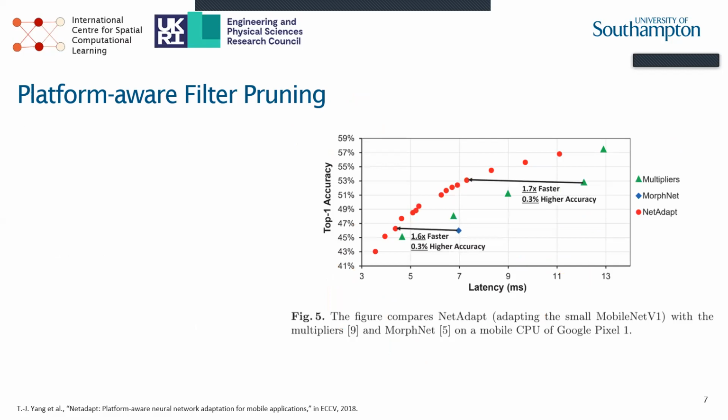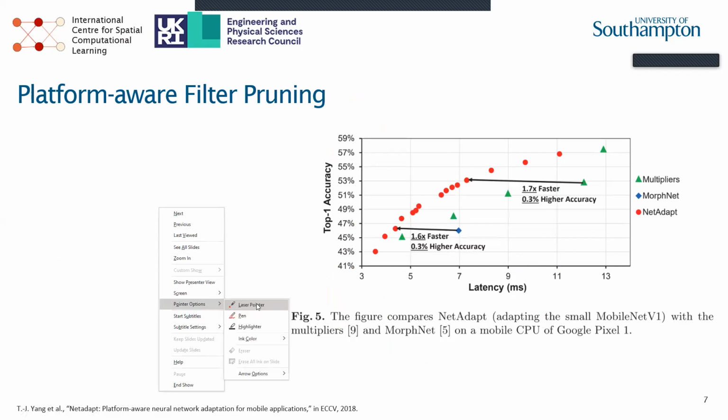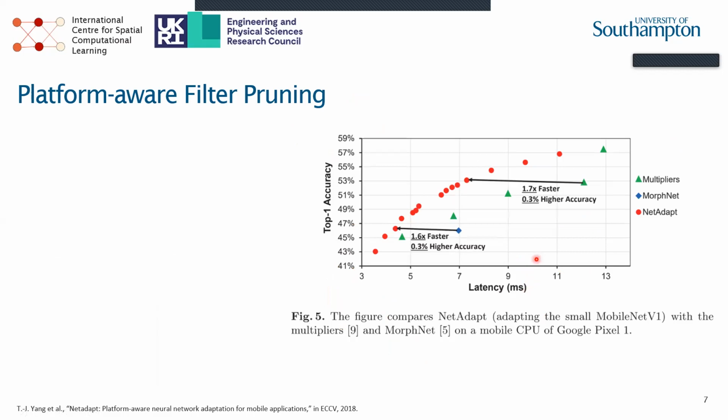This is a figure I took from the paper. You can see it is a trade-off between accuracy and latency. What we really want to do is compress the model as little as possible, right? Because the more we compress the model, the less accurate it becomes. So let's say we want a model that is, for example, 10 millisecond latency. What we really want is this point, right?